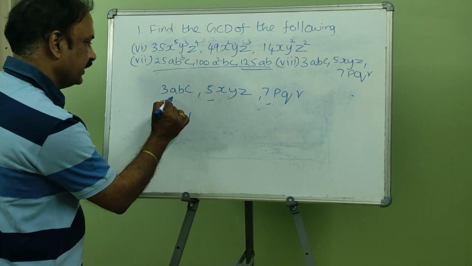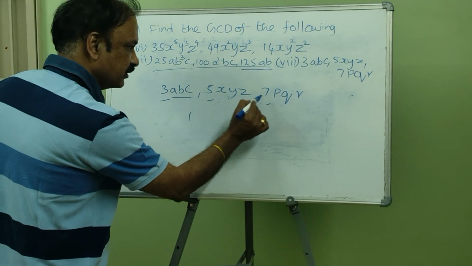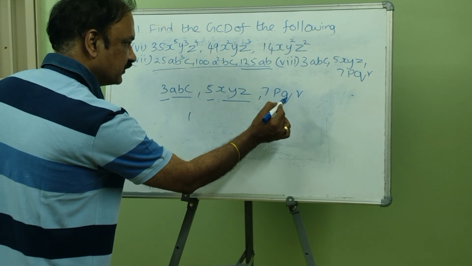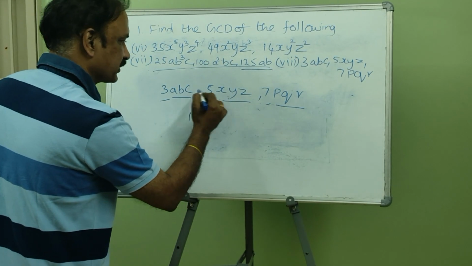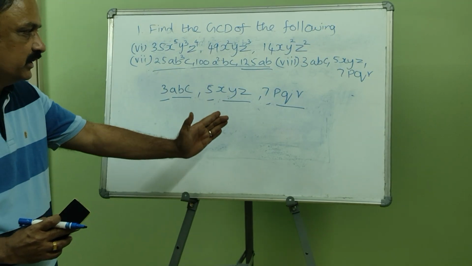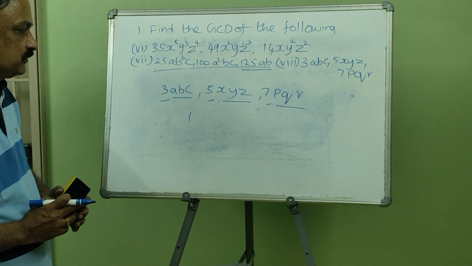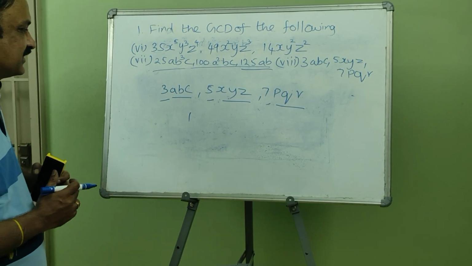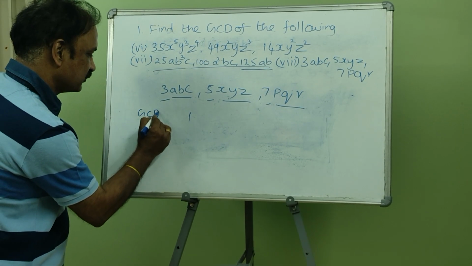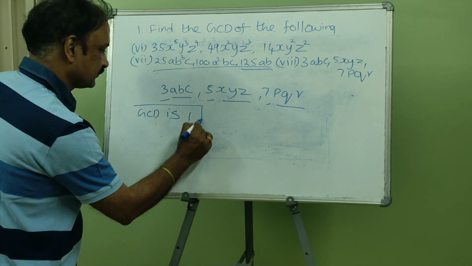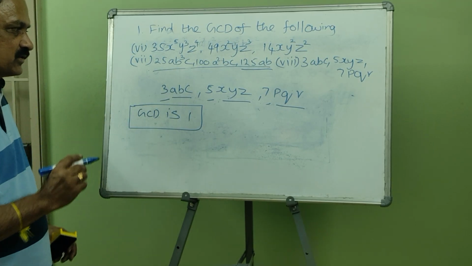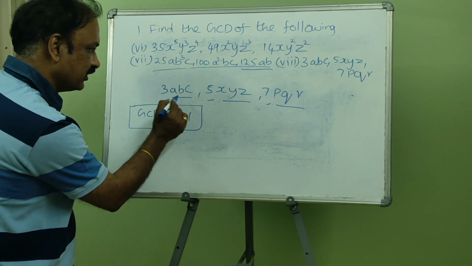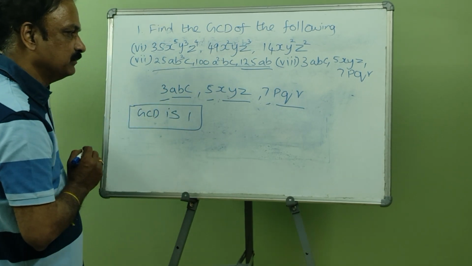Then here you have abc, which is not present in the others. Here you have xyz, which is not present in the others. Here you have pqr, which is not present in the others. So there is nothing common in terms of a polynomial. So the tricky answer to this tricky question is GCD is 1. I hope you are also able to understand why it is 1, because there is nothing common which can divide all these three numbers 3, 5 and 7.